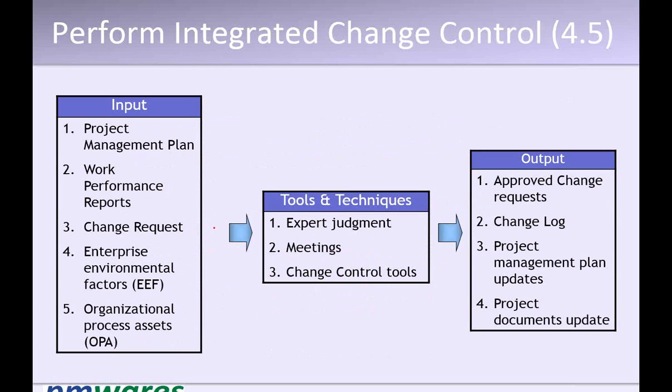So you have the work performance report and change request. Change request is the main input here. And you have a change control tool. The change control board is one of the tools you can talk about. And the output is approved change. If rejected, there is no output as such, but if it is approved, then approved change request. The approved change request will go to the execution for implementation. You see in direct and manage project work, the approved change request is one of the inputs. The change log: you should log all the changes which are happening in the project so that you can track them.